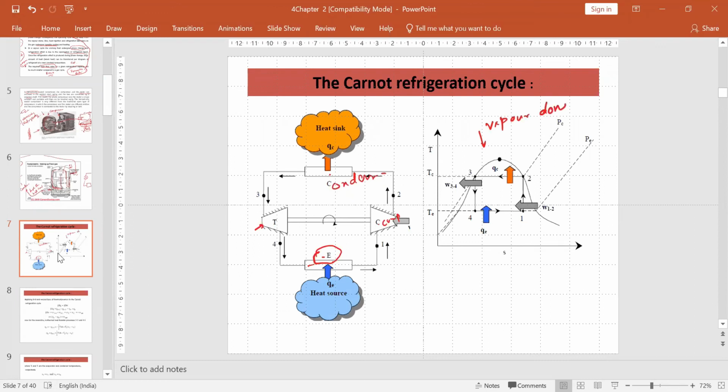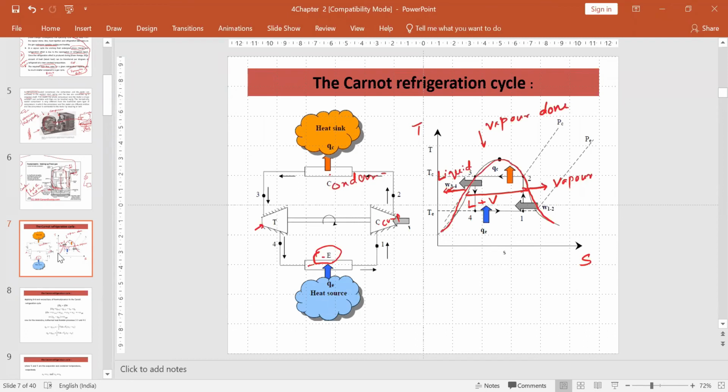Vapor dome. Here this is the TS diagram, the temperature-entropy diagram, and this is the vapor dome you see. Now in this curve, the left-hand side of this curve is all liquid. Again, the right-hand side of this curve is all vapor. And in between these two points, it is a mixture of liquid and vapor. If your point is here, then it is liquid and vapor.